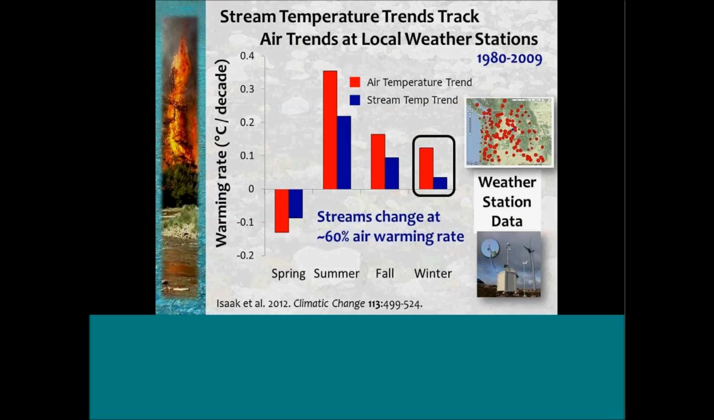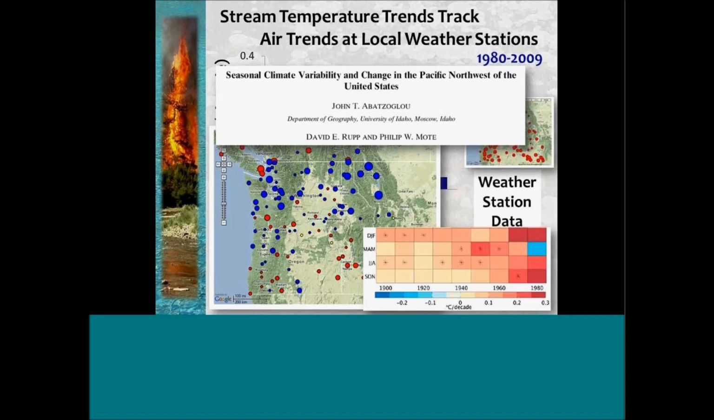And then this was an interesting case, looking at what was going on in the spring at long-term monitoring sites across the Northwest. At first, this was kind of confusing that we would see a trend in streams, but when we looked at the air temperature trends at local weather stations over the same period of time, there had actually been a cooling trend there too.